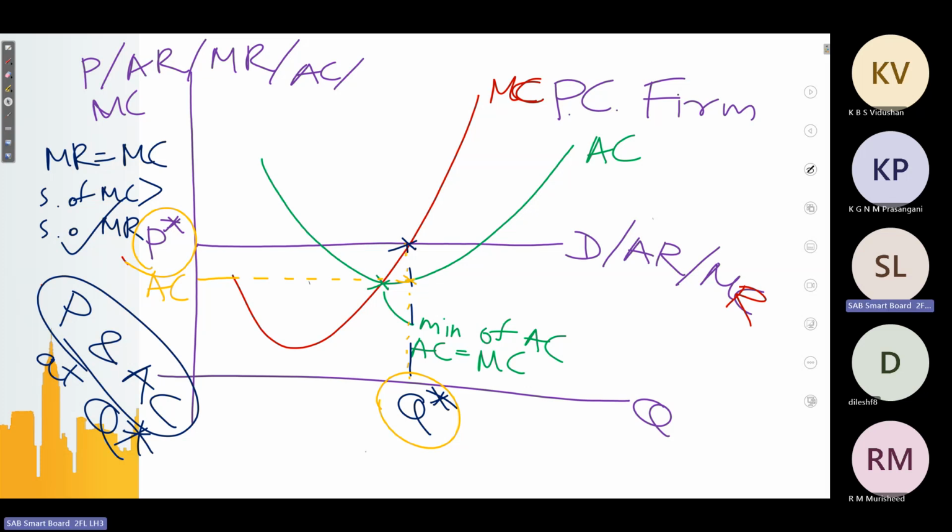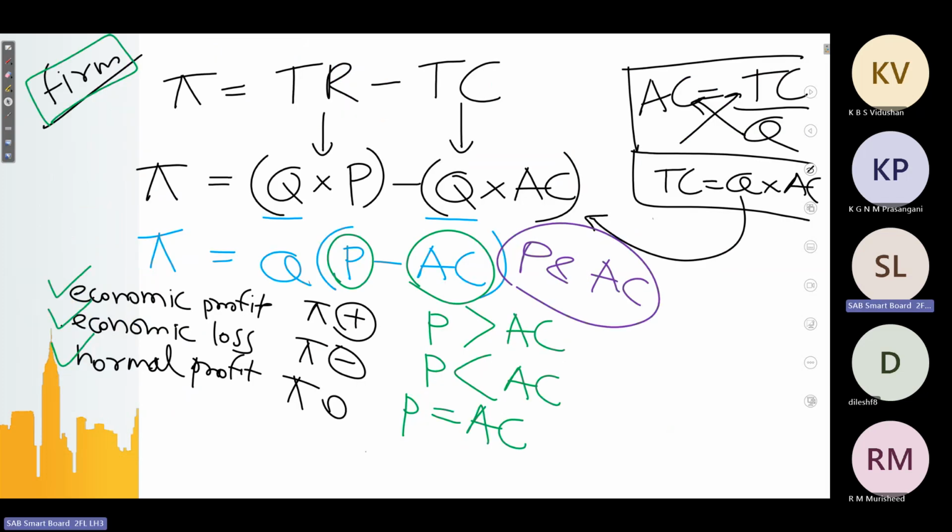So which is greater, P or AC? Price is greater. Price is greater than average cost. So according to our learning, this belongs to a condition of economic profit.